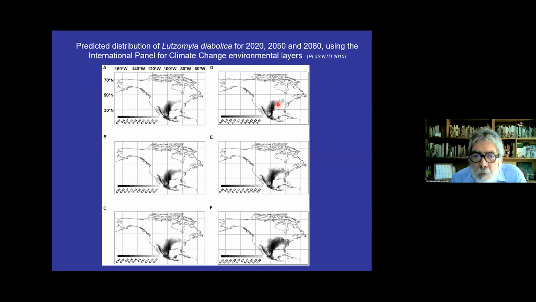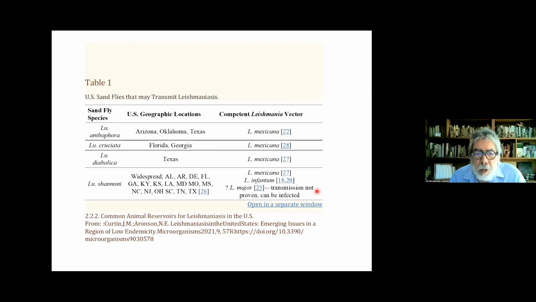Now, how reliable are these maps that we published almost 13 years ago? Well, a recent study published in 2021 already reported some of these sandflies that occur in Mexico in some wide areas of the U.S., like Arizona, Oklahoma, and Texas, with the pathogen, which is Leishmania mexicana, Lutzomyia cruciata, Lutzomyia diabolica, and Lutzomyia shannoni, in wide areas of the southern U.S., even in some parts of the Midwest and even in the north, like Maryland or so.